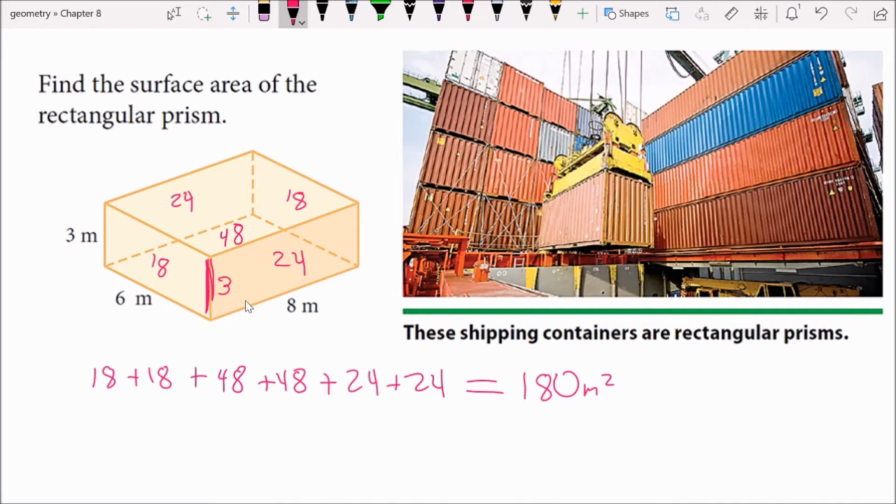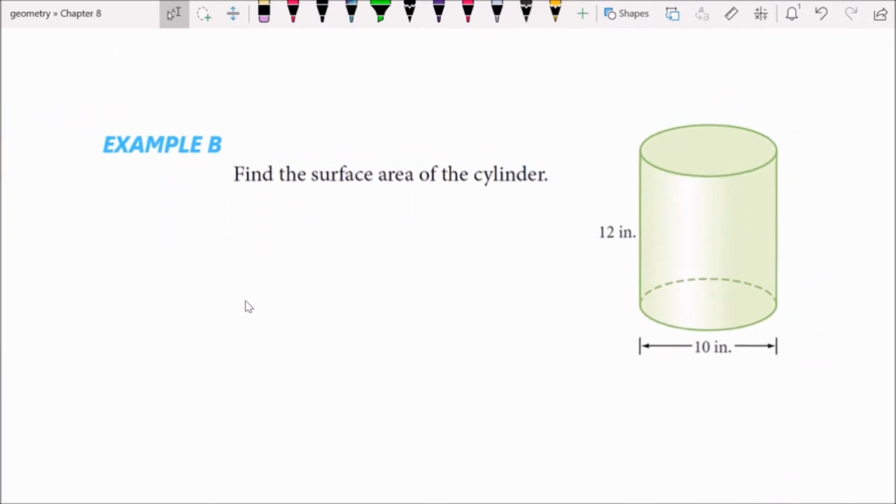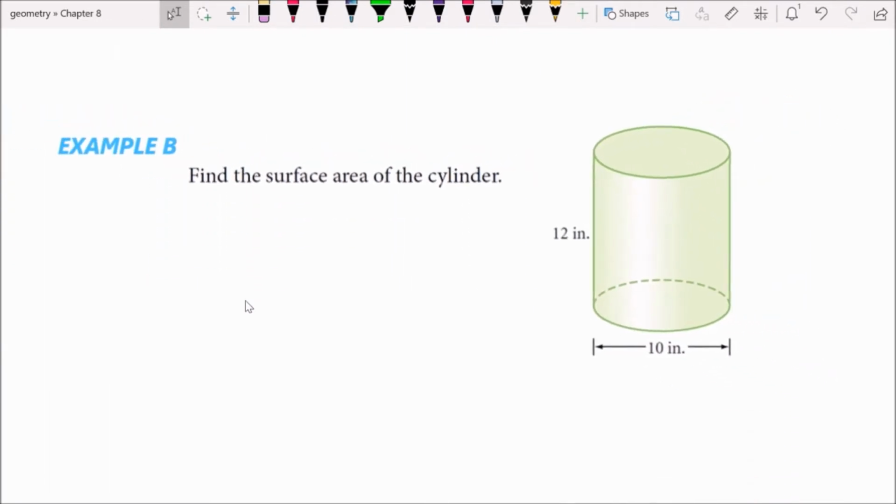Okay, so that's our first example today. Kind of a simple one. Prisms are usually pretty straightforward. Let's see how they get a little bit more interesting. Now we'll look at a cylinder.